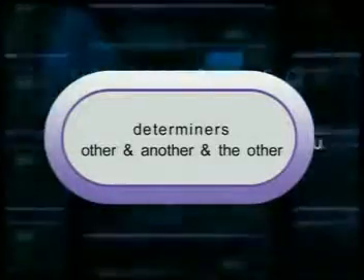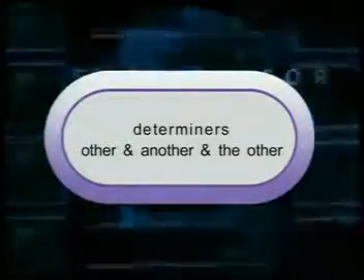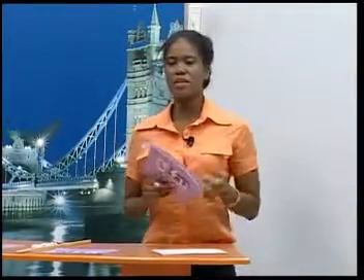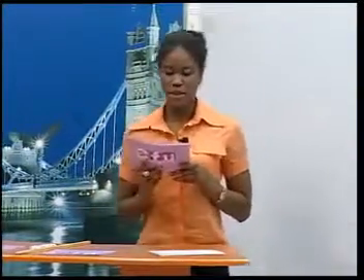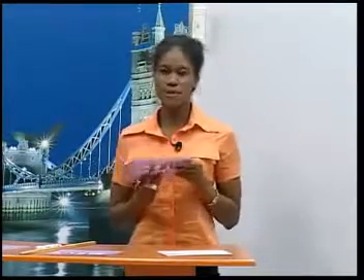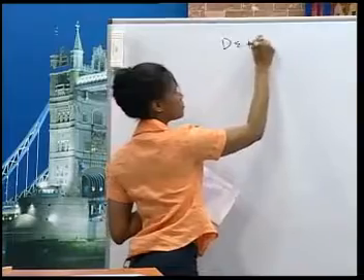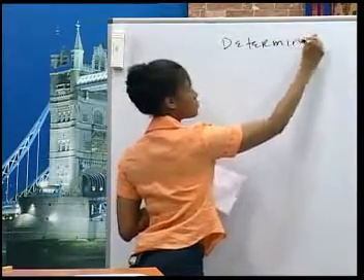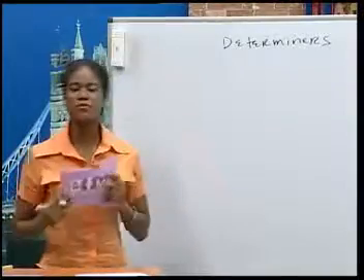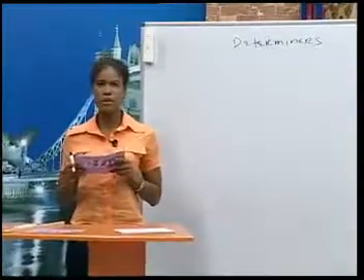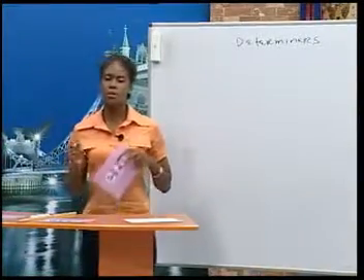Determiners: other, another, and the other. So when we talk about groups of things, we often need to show that one group is different from another group. We can also talk about the members or parts of the group. To do this, we use a special group of words called determiners. Here is a list of determiners that we often use when we talk about groups or parts of a group.